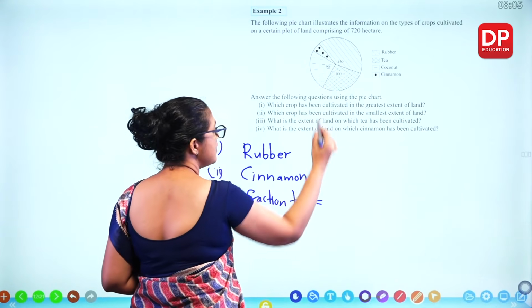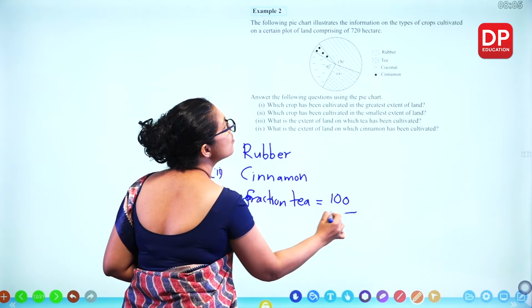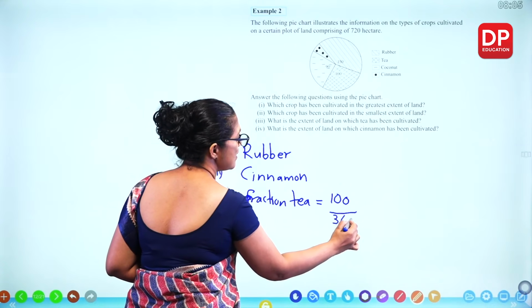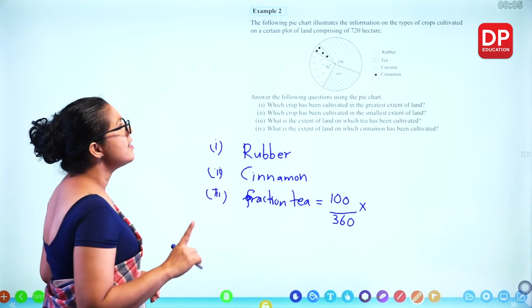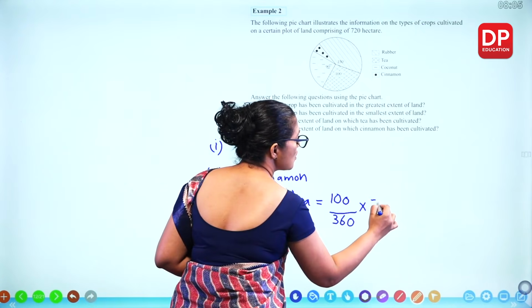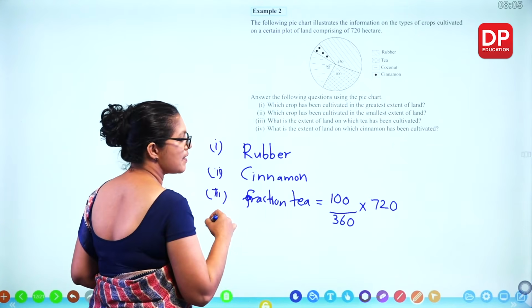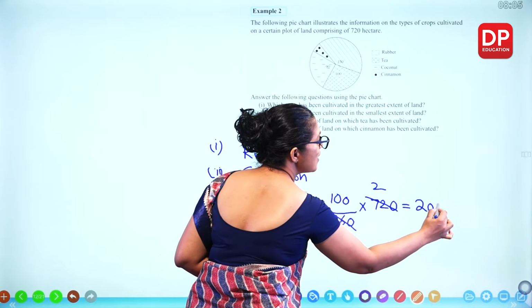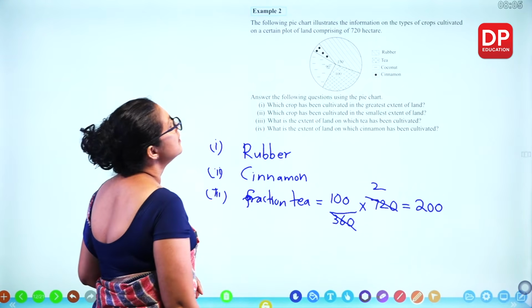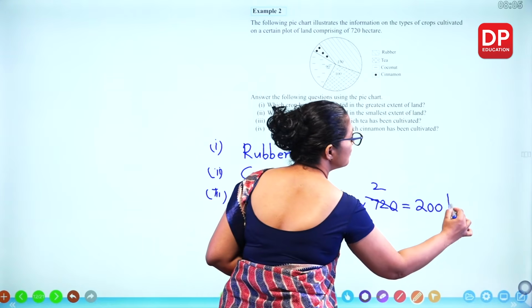This is 100 degrees out of 360. But we know altogether 720 hectares are there. So we can multiply by 720. So this times 2, that means 200 hectares for tea.